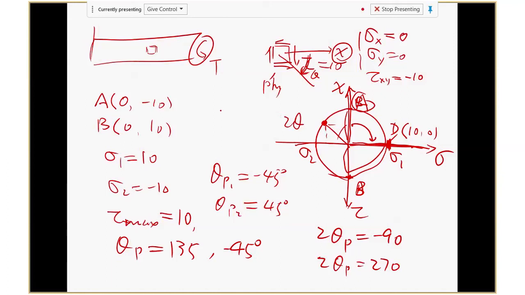Yeah, and our sign convention looked like this. So this is a positive, right? And this is a positive. So that's why this 10 should be negative 10. All right.